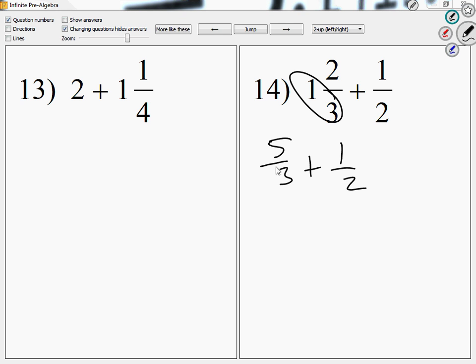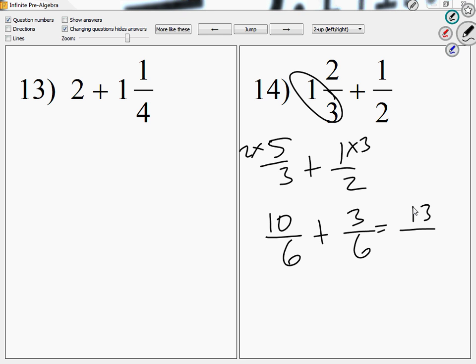I noticed that they don't have a common denominator. Which is the smallest number the 3 and 2 both go into? 6. So let's make them 6. How many times does 3 go into 6? 2 times. So let's multiply the top by 2. How many times does the 2 go into 6? 3 times. So let's multiply the top by 3.